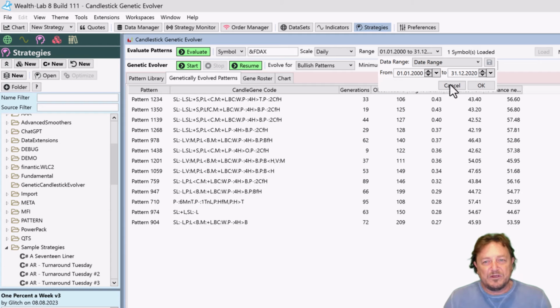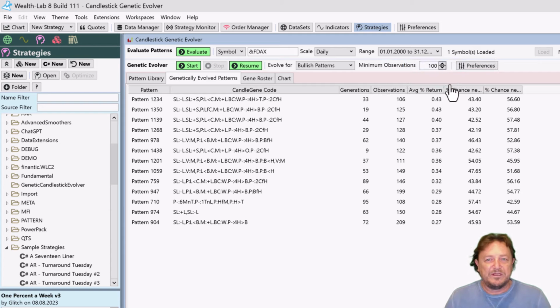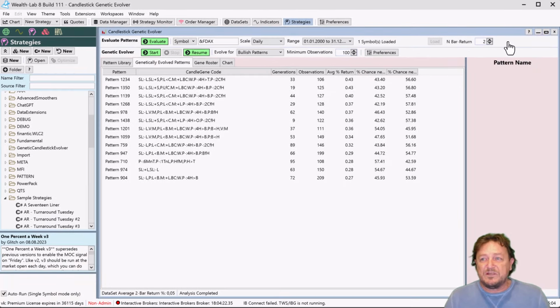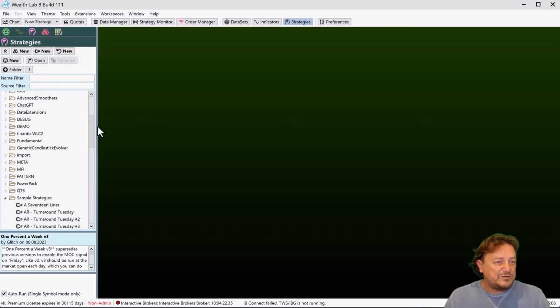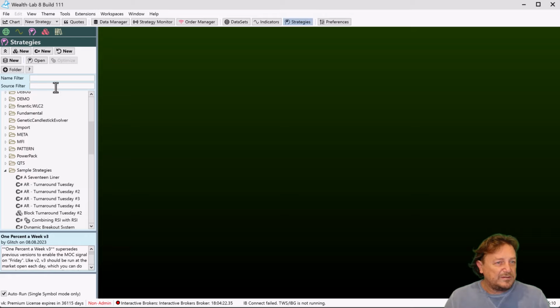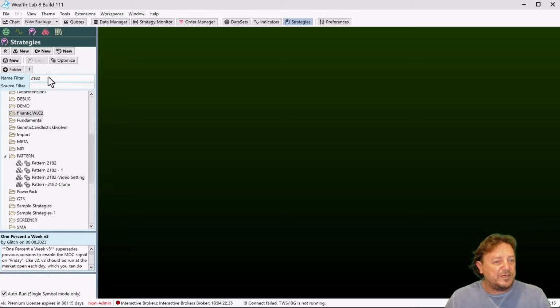And I came across one, and you can let it run 100 times and find something, and then obviously you want to see how it is doing out of sample. So this one, I have one that has been doing out of sample trading, and let me quickly go here. So I say it is 2182. I look for it, and here it is.